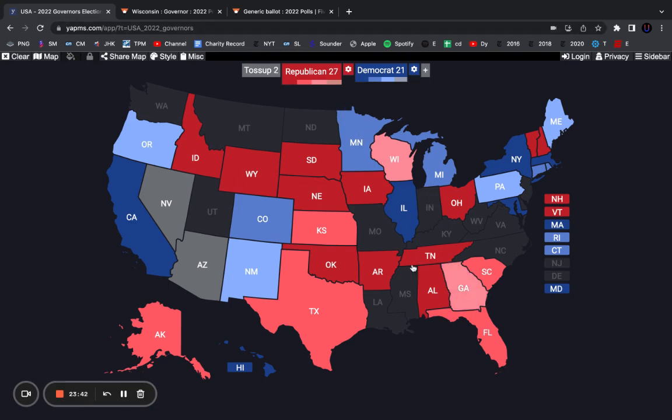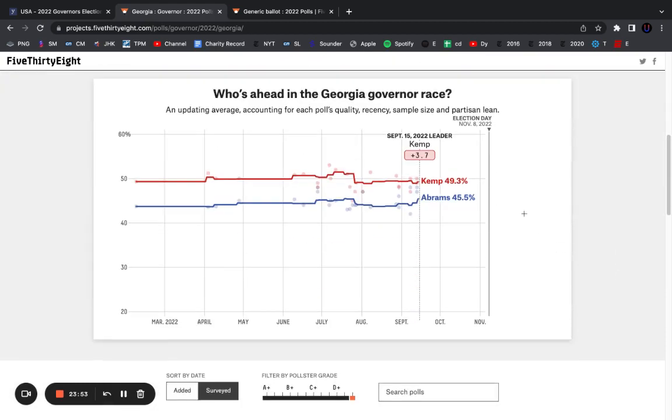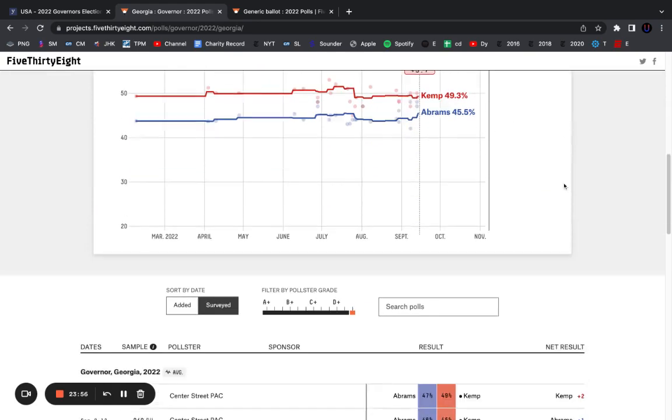Georgia, too. Georgia, I'm really close to moving it to likely. I think it'll be about a 5% margin of victory for Brian Kemp. The polls have him up by a little more right now, but historically the polls have underestimated Democrats in Georgia. Again, I know in 2020 they didn't, but in 2020 they were actually pretty accurate.